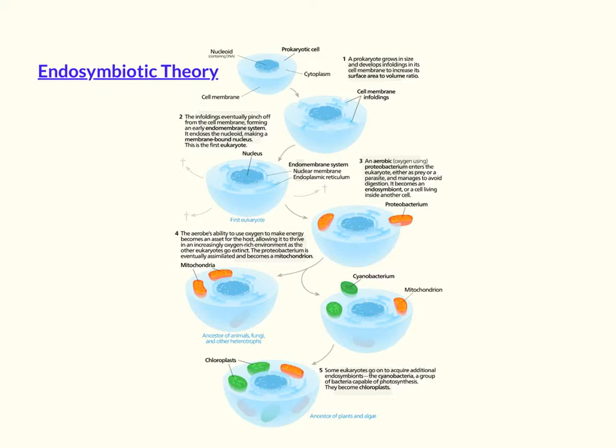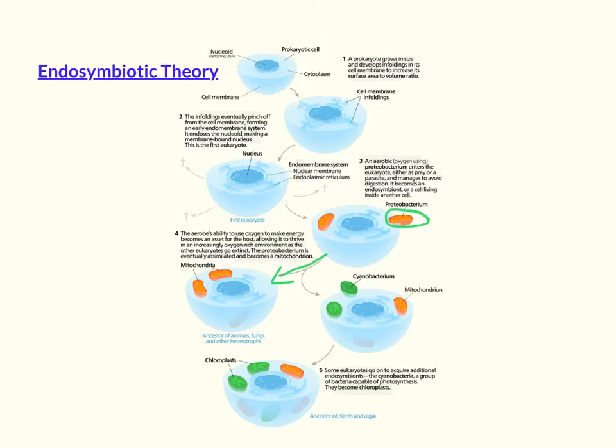Some early cells engulfed prokaryotic cells that could make ATP. Instead of killing the engulfed cell, it was kept alive to provide the host with ATP, and the host cell provided the engulfed cell with protection. We call this a symbiotic relationship. Both organisms benefit. Endo means inside, so the word endosymbiotic means a mutually beneficial relationship where one being is inside of another.